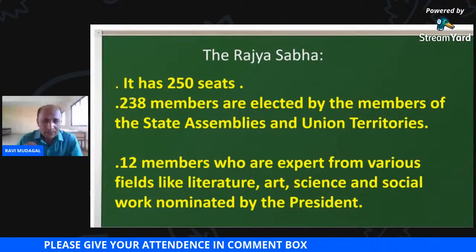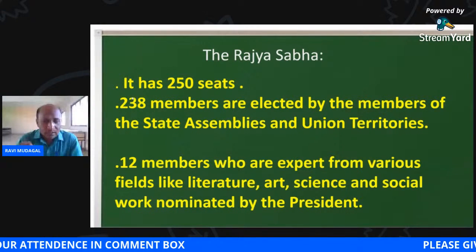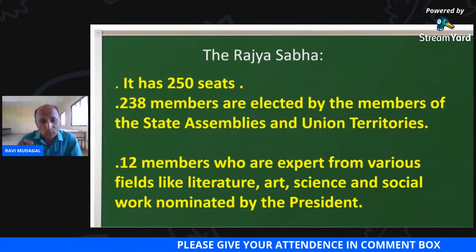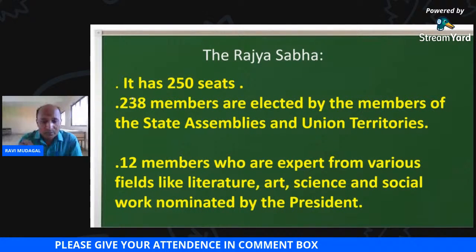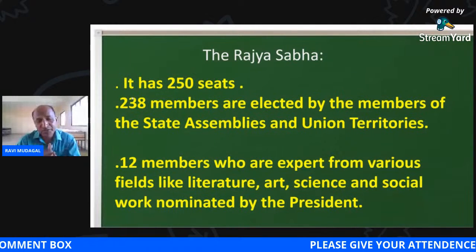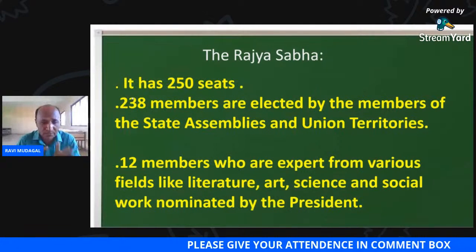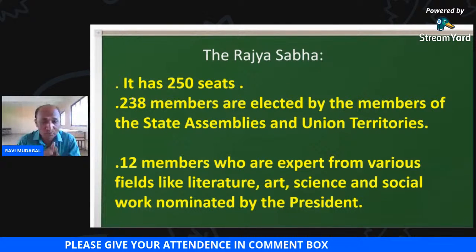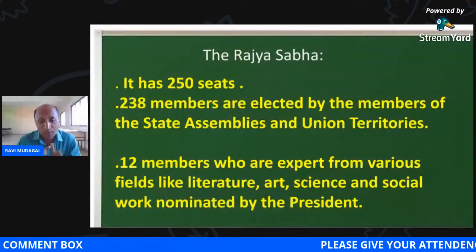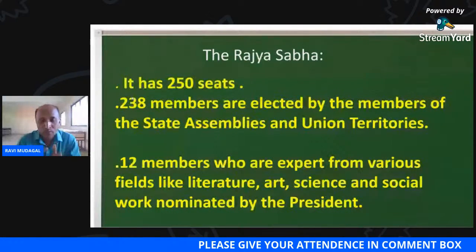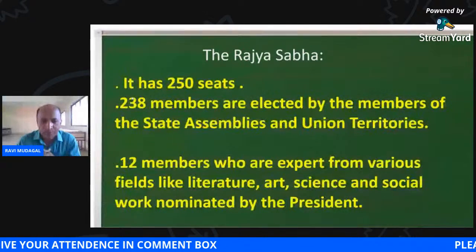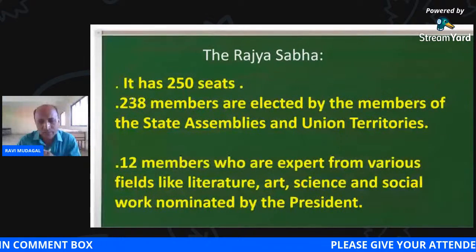You need to understand, the president of our country nominates 12 members to Rajya Sabha. Those people must be experts from various fields: in the field of literature, in the field of art, in the field of science, in the field of social work. Those 12 members should be experts. So the president has this power to nominate 12 members who should be experts in fields like literature, art, science, and social work.